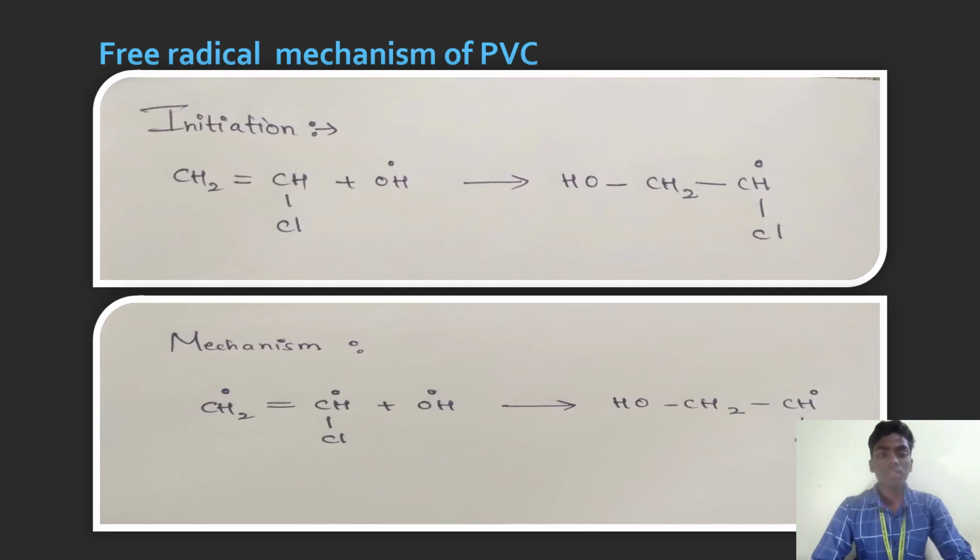Now what is the reaction? Initiation reaction. You can see vinyl chloride is reacting with the radical, and it forms HO single bond CH2 single bond CH radical single bond Cl. The mechanism of this initiation reaction is that the OH radical is transferred to CH2, and it gives the product as OH single bond CH2 single bond CH radical single bond Cl.